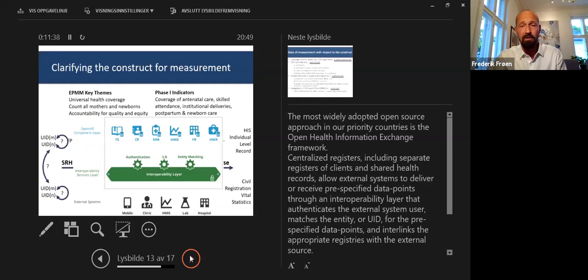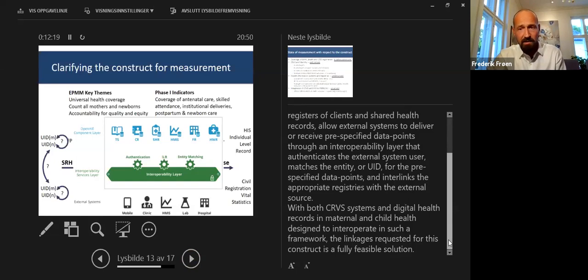The most widely adopted open source approach in our priority countries is the Open Health Information Exchange Framework. It contains centralized registers, including separate registers of clients and registers of shared health records, allowing external systems to deliver or receive pre-specified data points through an interoperability layer that authenticates the external system user, matches the entity or the UID for the pre-specified data points, and then interlinks the appropriate registries with the external source. With both CRVS systems and digital health records in maternal and child health designed to interoperate in such a framework, the linkages requested for this construct is a fully feasible solution.